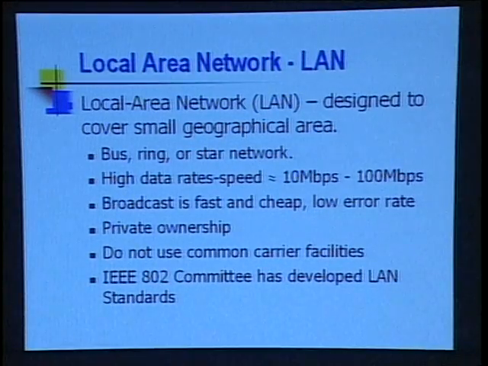Local area network or the LAN is basically designed to cover small geographical areas. It may be in the shape of bus, ring, or a star network. It provides high data rates, and speeds from 10 megabit per second to 100 megabit per second are achievable. Broadcast is faster and cheap, and error rate is low in the LANs.